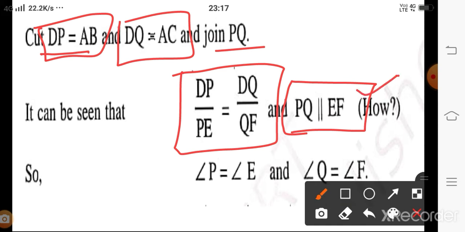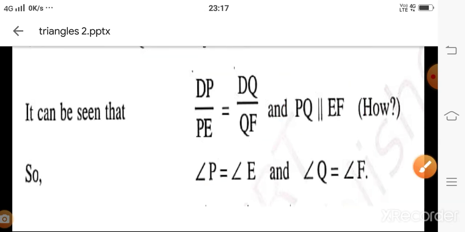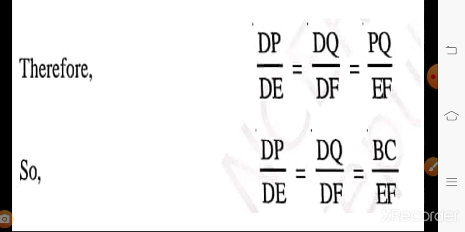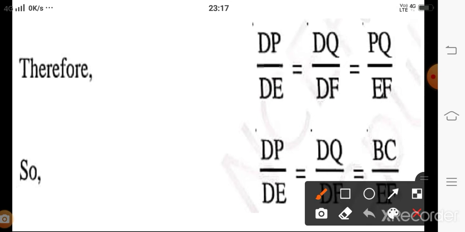And if these two lines are parallel, then we can write angle P equal to angle E and angle Q equal to angle F. These angles are corresponding angles. And if we have this, then we can write DP upon DE is equal to DQ upon DF is equal to PQ upon EF, and PQ is equal to BC.